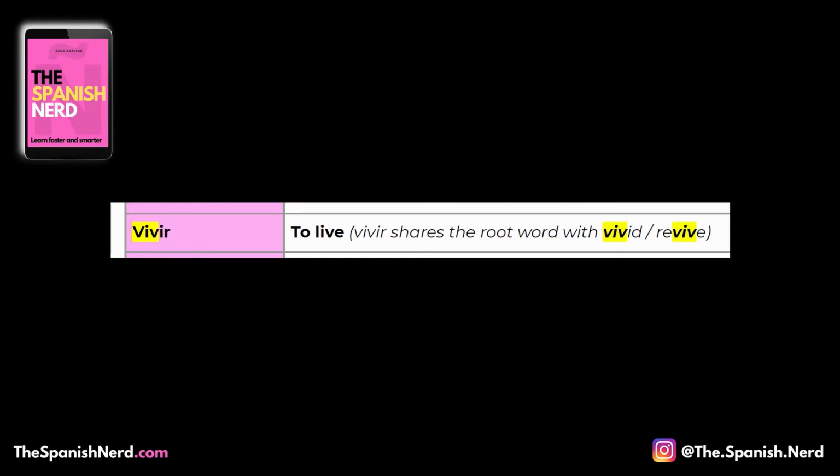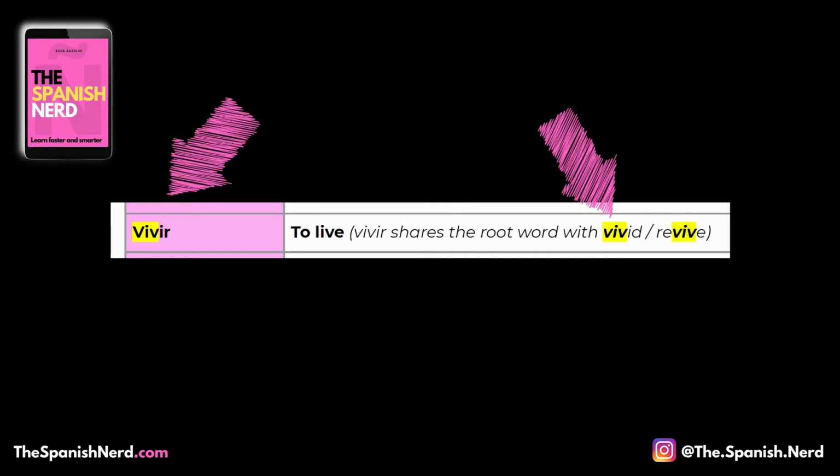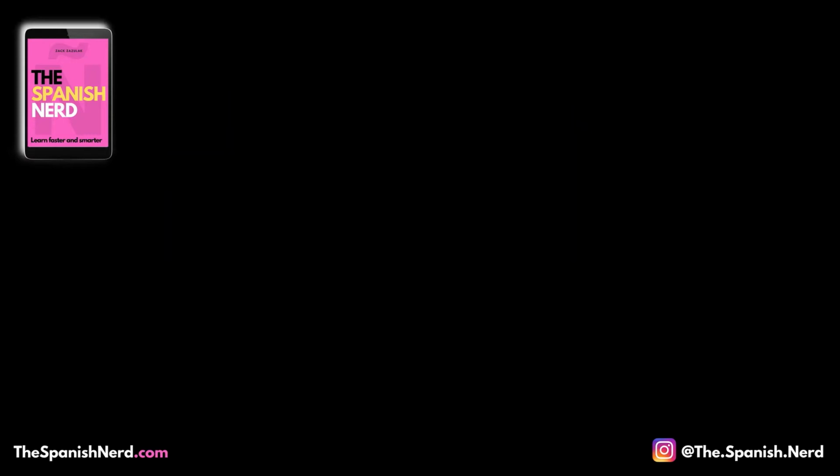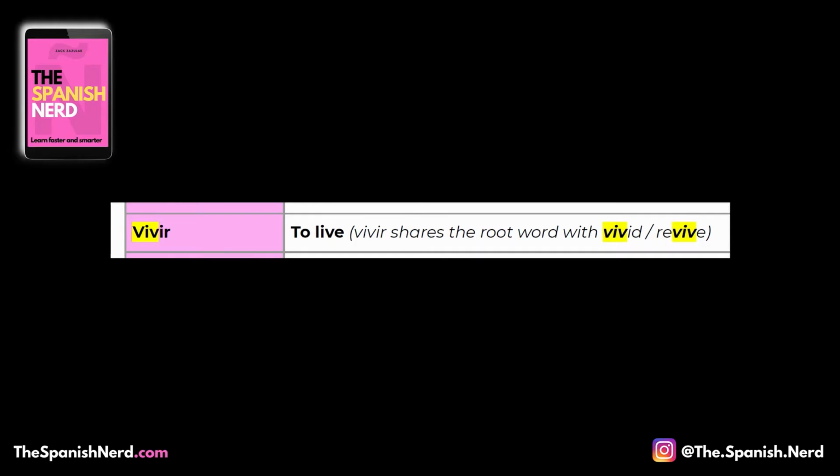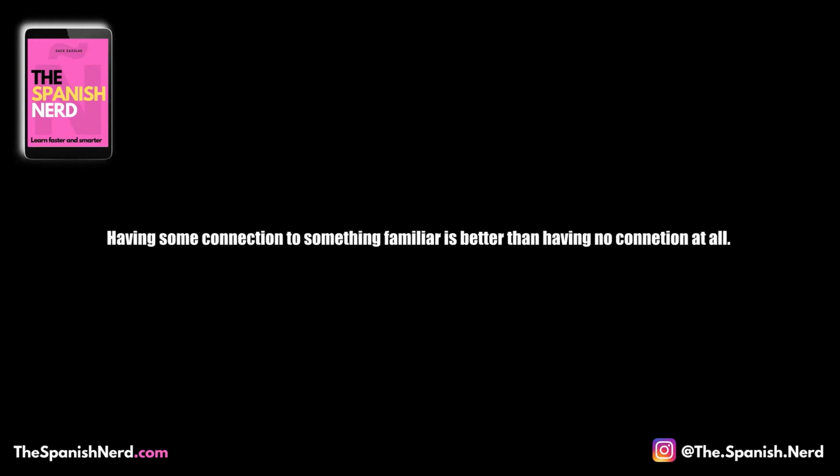One example of how this will look in the vocabulary tables is this word vivir from tomorrow's assignment. Notice how vivir shares more than half its letters with some English words that are conceptually very much related in meaning. But don't worry about memorizing that word today. Just make sure not to look over these highlights that indicate the cognates, because remember, having at least some connection to something familiar is better than having no connection at all.